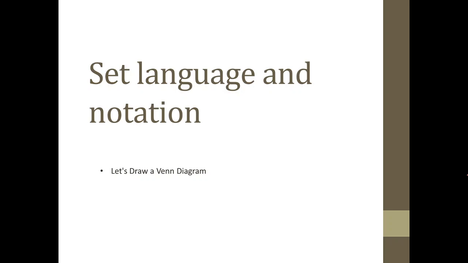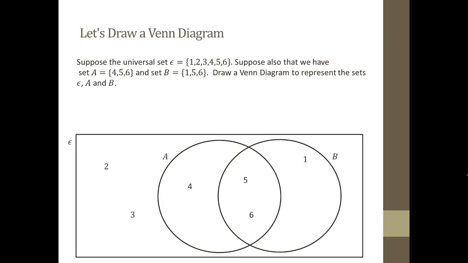In this video lecture, let's practice drawing more Venn diagrams. Now, suppose the universal set contains the elements 1, 2, 3, 4, 5, and 6. Suppose also that we have set A containing elements 4, 5, and 6, and set B containing elements 1, 5, and 6. Draw a Venn diagram to represent the universal set, set A and set B.